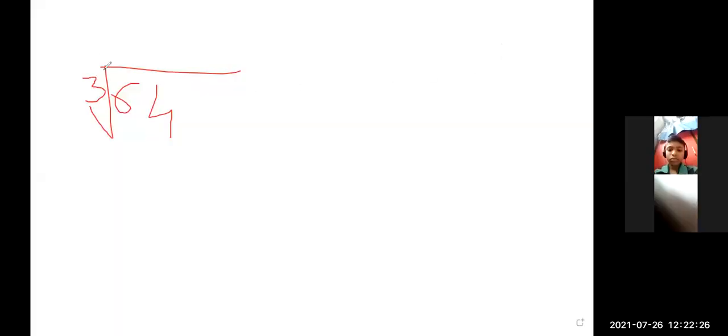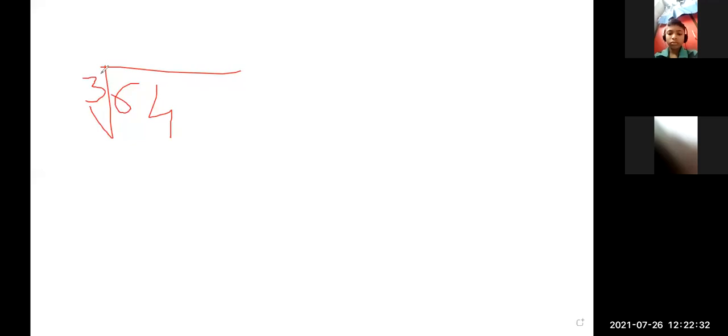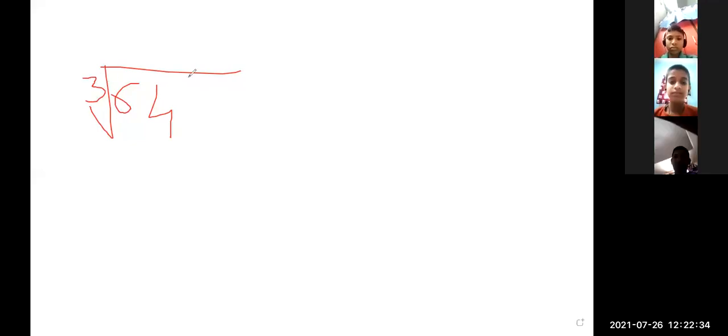Now see, we have to find the cube root of 64. When we write it in symbols, we write the root sign with 3 on it. This is our cube root. The cube root of 64. How to find it? Very simple. You have to make its factors.